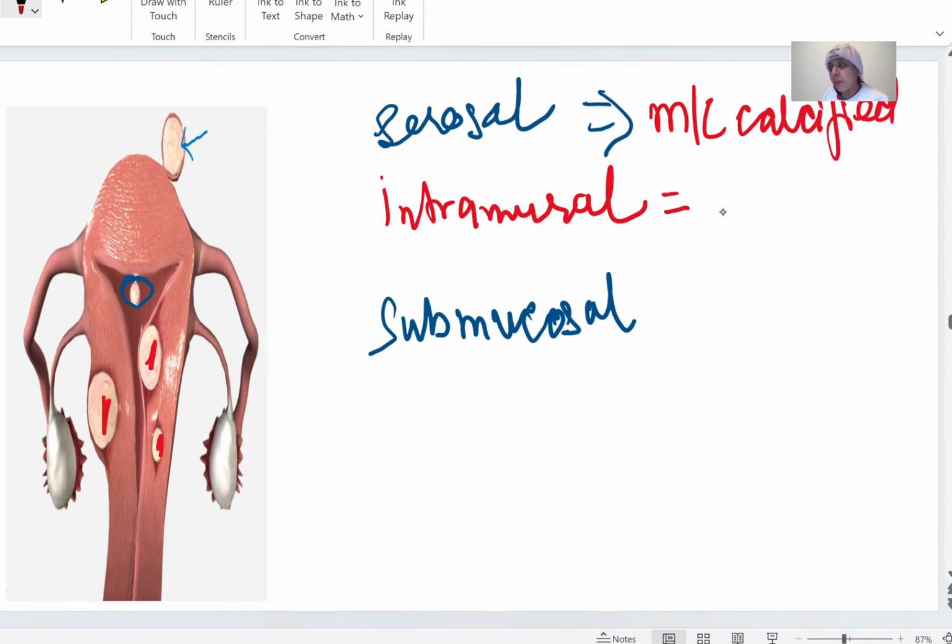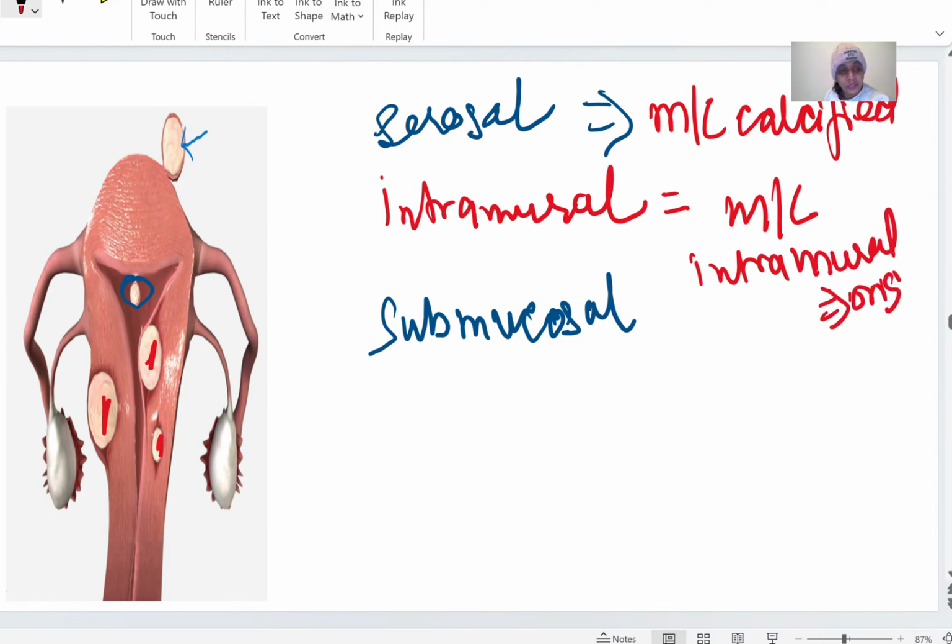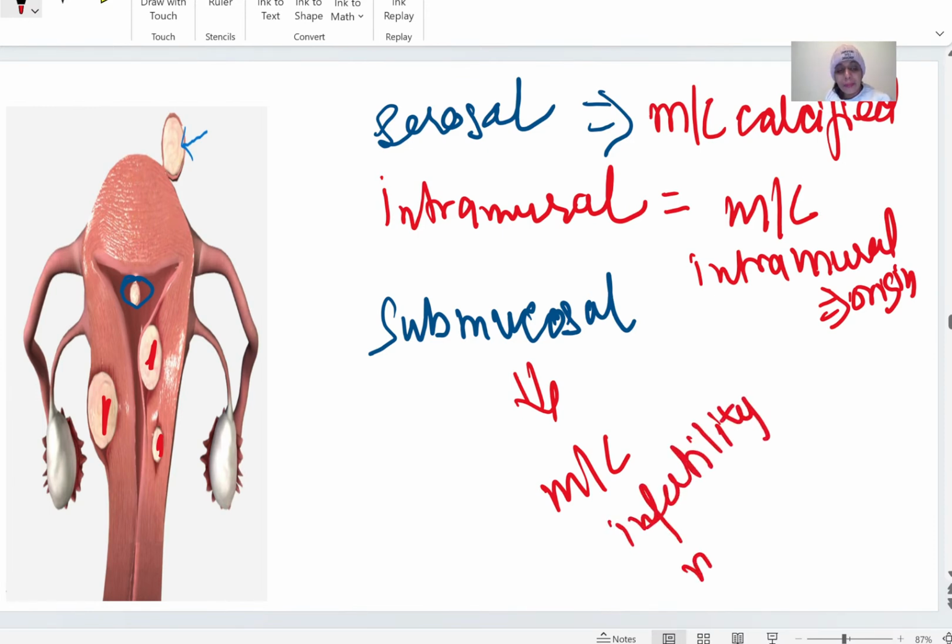Intramural are most common. Every fibroid is intramural in origin. Very good. Submucosal are the most common fibroid to cause infertility and menorrhagia. Okay.